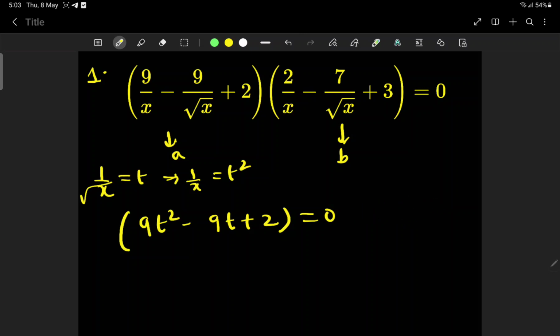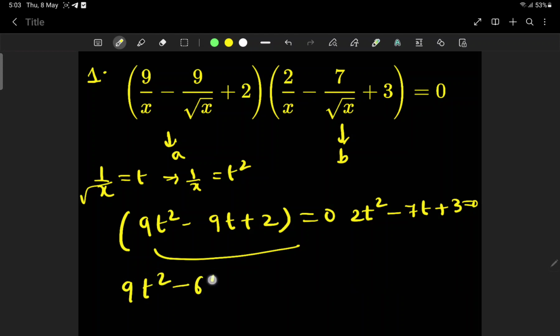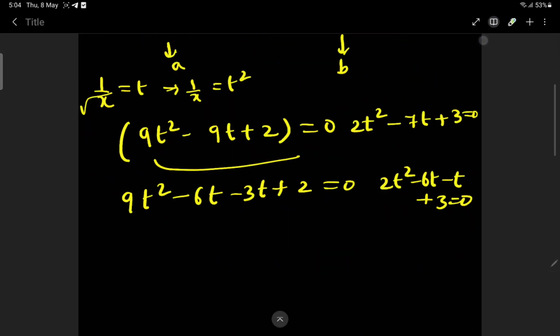Now for B equal to 0, what is the condition? The condition turns out to be 2t square minus 7t plus 3 is equal to 0. So just seeing this one, we have to make sure that we are able to break things into factors here. If you are able to break this into factors, it is probably like this. And for this one, it will probably be in this manner, if I am not wrong, isn't it?